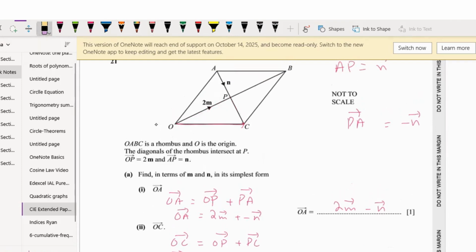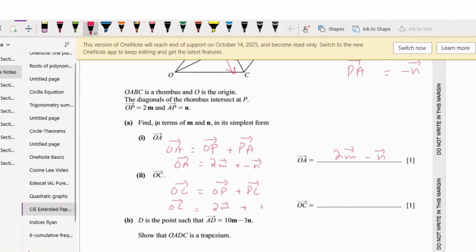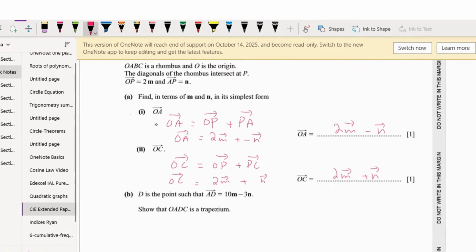No. But since we know P is the point of intersection of the two diagonals, these lengths will be equal, okay? AP and PC, and it's a rhombus. In a rhombus, just like a square, we get equal lengths for the diagonals' halves if they get intersected. So if that's n, this is gonna be n as well, yeah. So P to C, because we are moving in the direction downwards, so P to C will be n also. So your OC is 2m plus n, okay? That was for part 2 of part A.